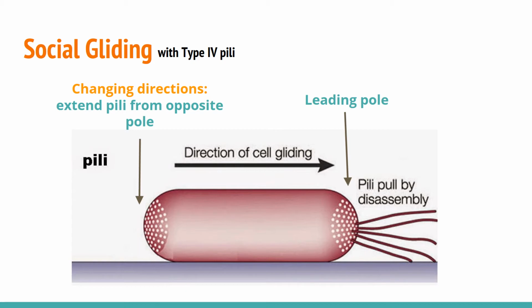Cells could reverse their direction of movement by extending and retracting pili from the opposite pole. Oftentimes, some pili extend from the leading pole at the same time that others, which have contacted a surface, retract. This results in a smooth movement forward.